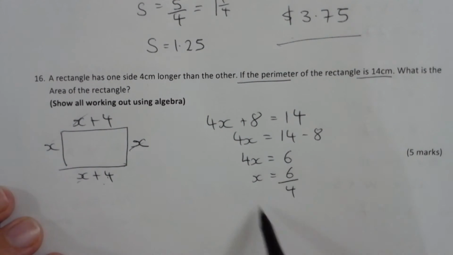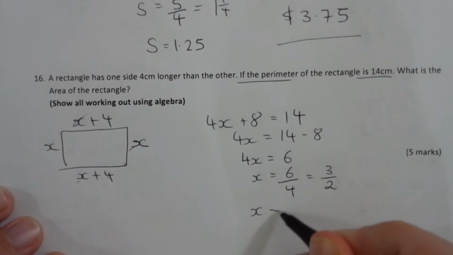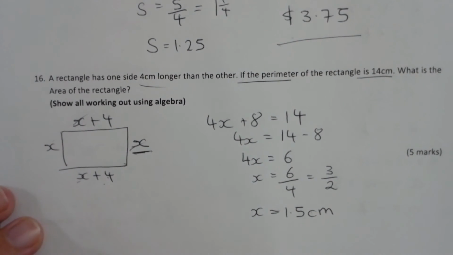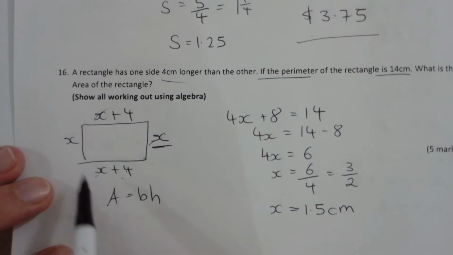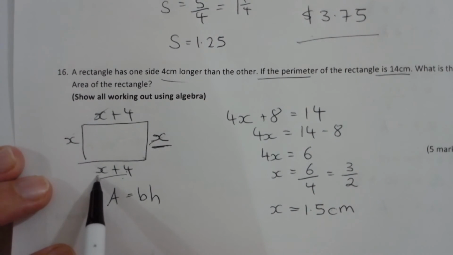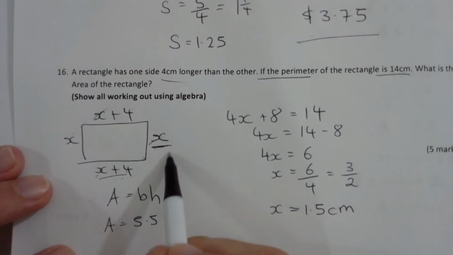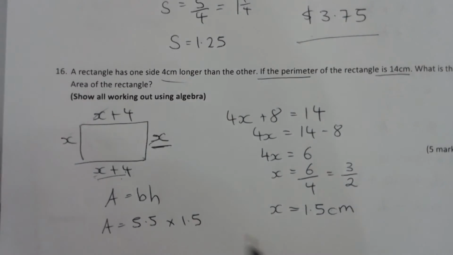Again, an easy way of doing this one is to think of it as a fraction. You can simplify that to 3 over 2, which is 1.5. And because it's centimetres, we'll add centimetres in. So this is a 1.5, quite mean that it's a decimal. Now the question is actually asking for the area of our rectangle. So the area of a rectangle is base times height. Now our base would be 1.5 plus 4, which is 5.5, and our height in this case is 1.5. So we've got to do 5.5 times 1.5.